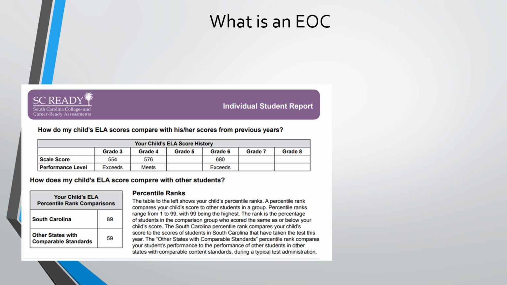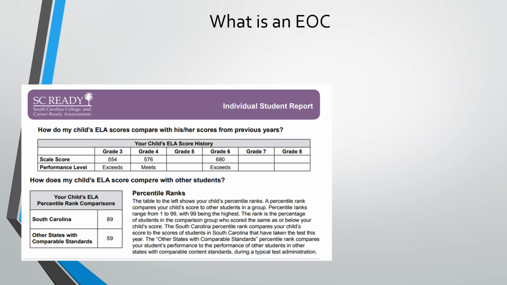So, the test that I'm going to be using today is an EOC standardized test with a focus on ELA scores. On this score, you can see where the student has started in grade 3 and made a 554 and exceeds the performance level. Or you can also see grade 4. The student has scored 576 and meets. Grade 5 not taken. Grade 6, 680, which is exceeds. Grade 7, and grade 8, of course, nothing.